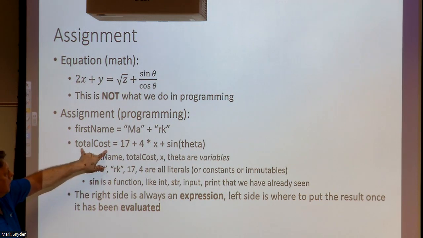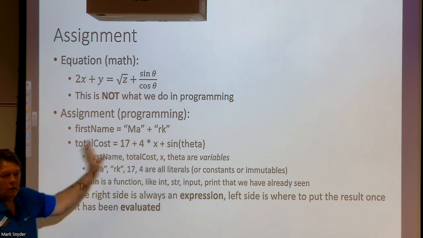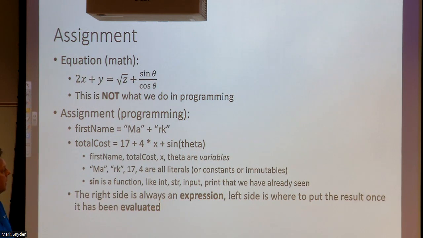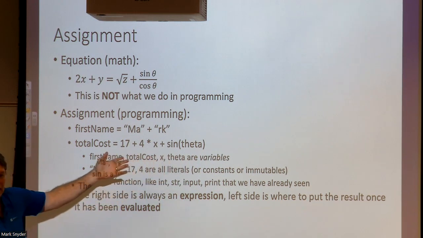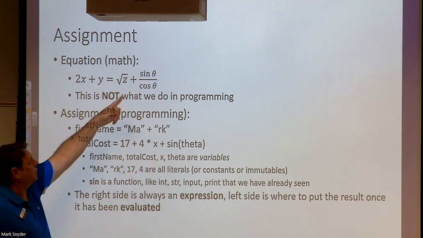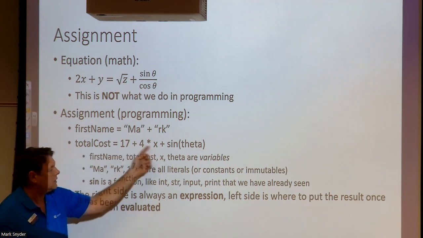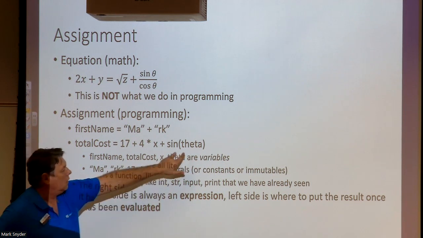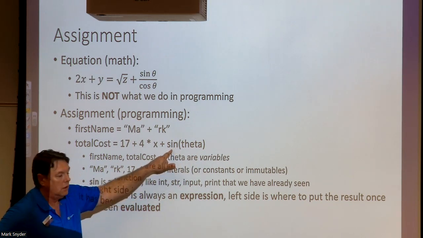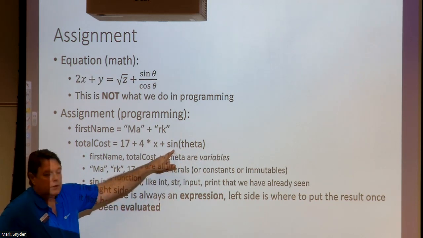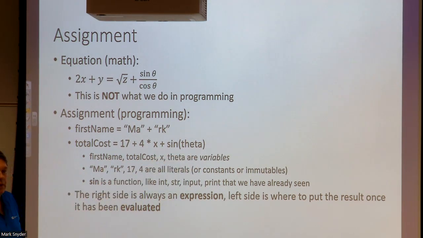Here's another one: 17 plus 4 times x plus sine of theta. Okay, a lot going on there. We haven't touched on any of that stuff yet, but it looks similar to, but slightly different than what we see in math, right? In math, it would look more like that. But here, this is how you would see it in Python. So theta is going to be a variable name. Sine is a built-in function. It takes whatever that is, passes it to the sine function, and returns the geometric sine of that value.